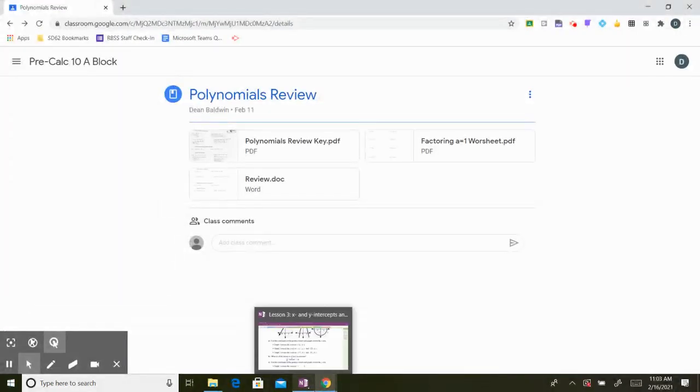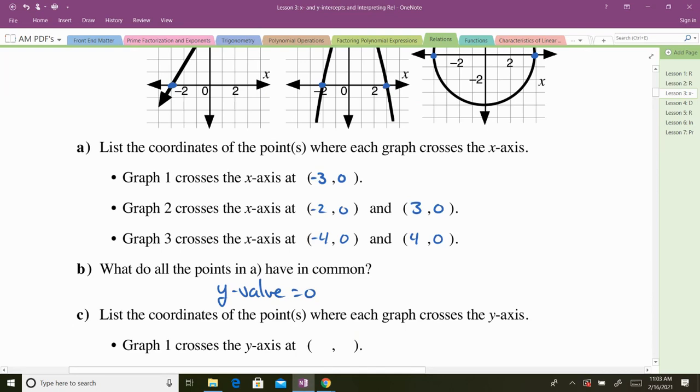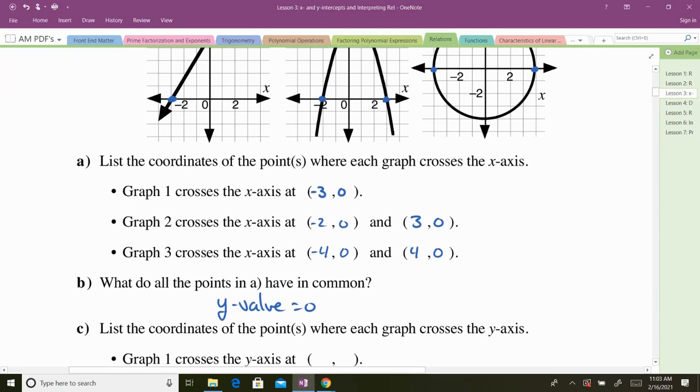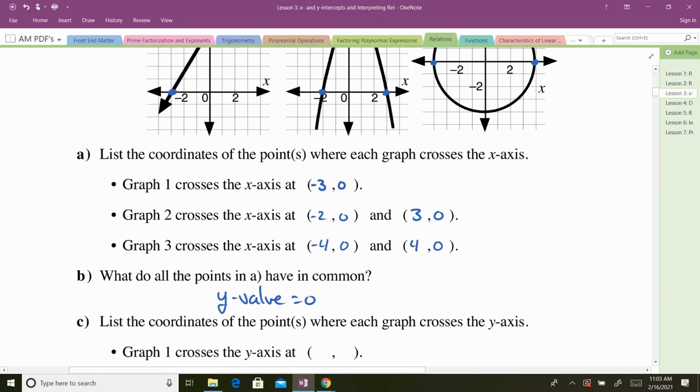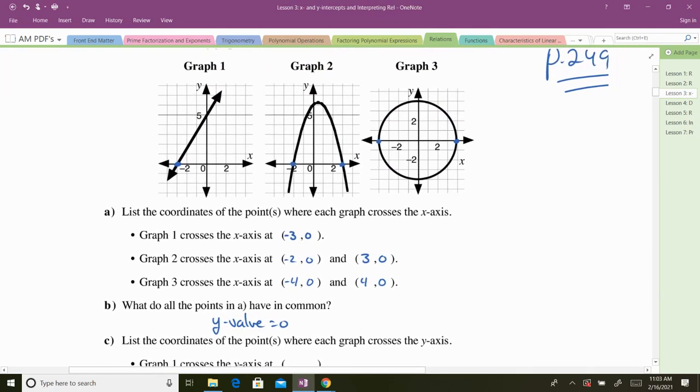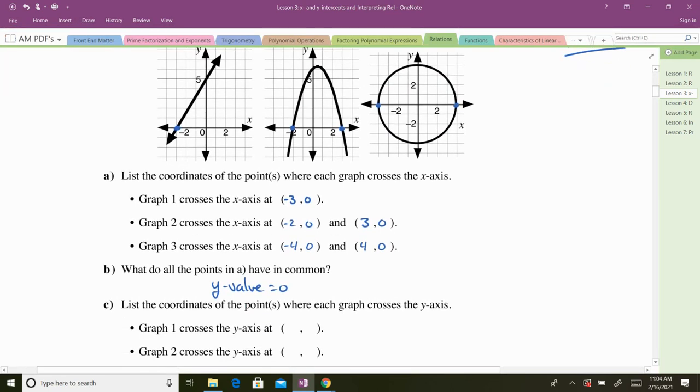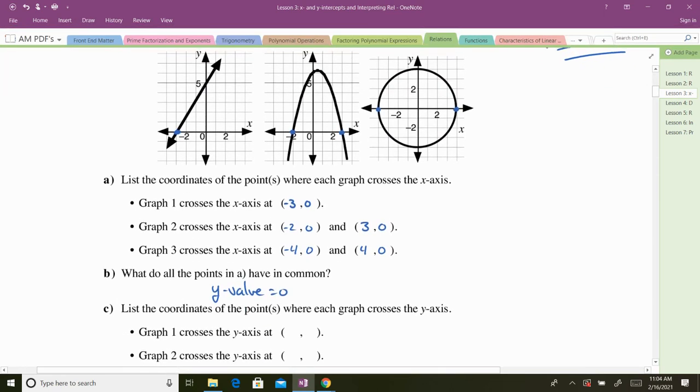record this. So where it crosses the x-axis, they all have a y value of 0. All right. Now, let's look at where they cross the y-axis, the vertical one. So we'll do the first one. This point right there. What are the coordinates of that point? What goes first? X value, right? So 0, 5. The y value is 5.